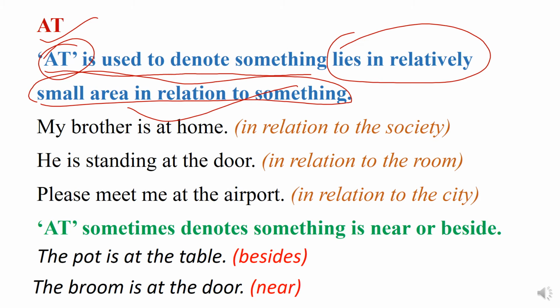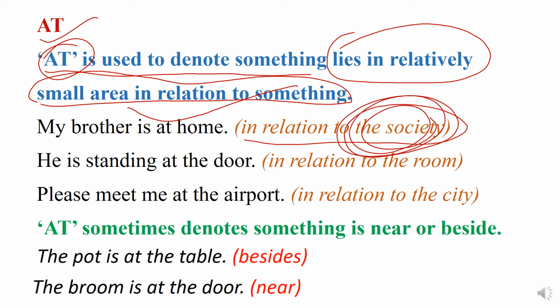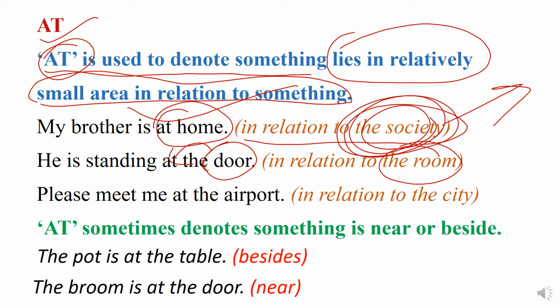For example, my brother is at home. We can say this in relation to the society. If we are talking about our brother in the society, at that time we can say my brother is at home, because society is bigger than home. So he is standing at the door. In relation to room, door is a very small area. He is in the room, but he is at the door, because door is a relatively small place in comparison to room.